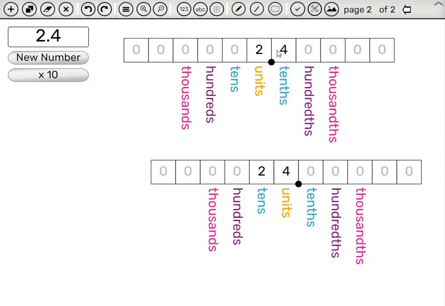The 4 that represented 4/10 now represents 4 units. The 2 that represented 2 units now represents 2/10. Again, in the class, of course, you can use additional examples as needed.